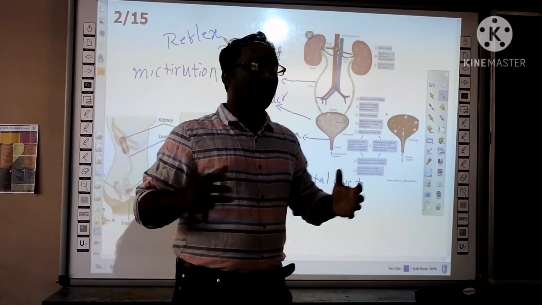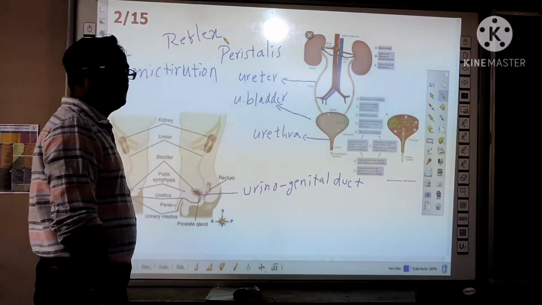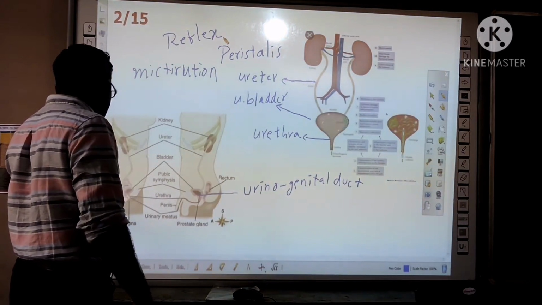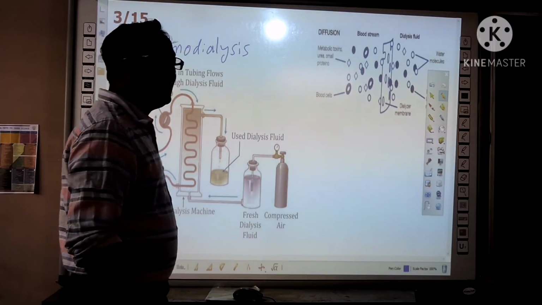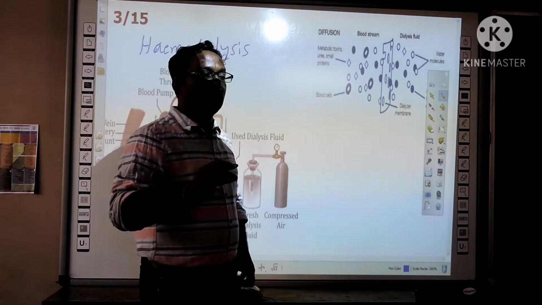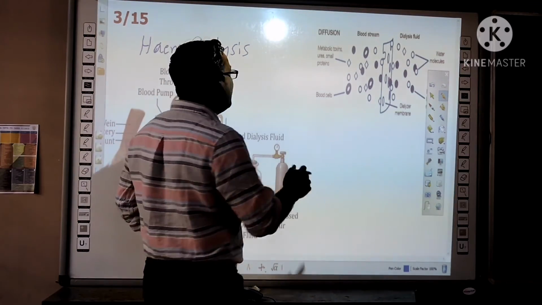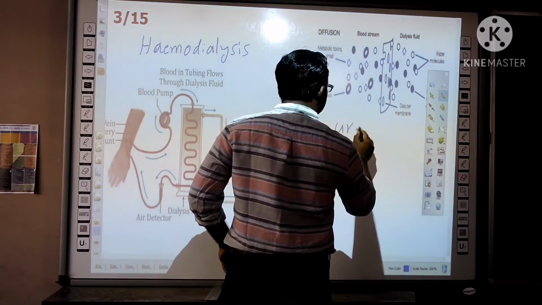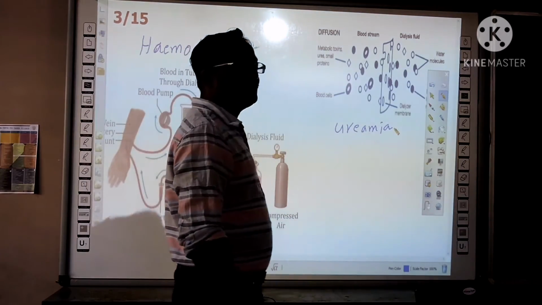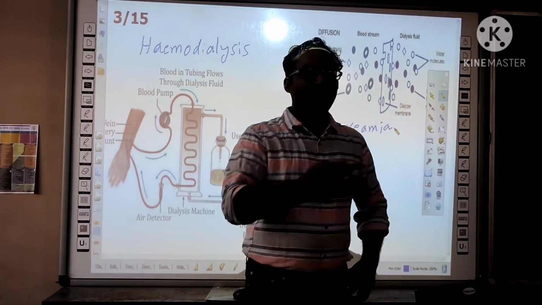And the blood fills up with nitrogenous waste. That means urea, uric acid and creatinine. These are all accumulated in the blood. And that condition of accumulation of nitrogenous waste in the blood is called uremia. So we cannot survive if it continues for a long time.